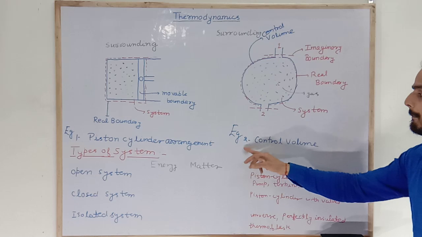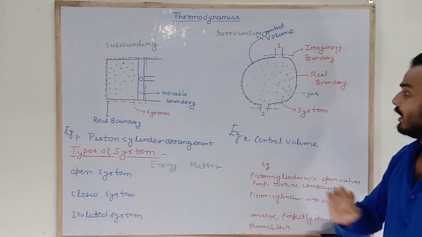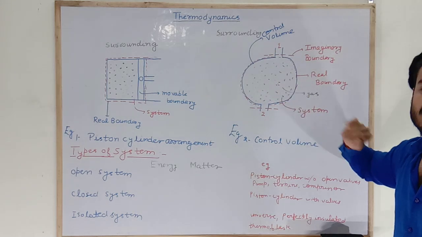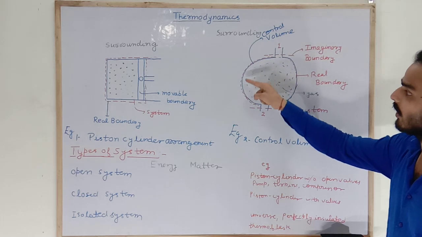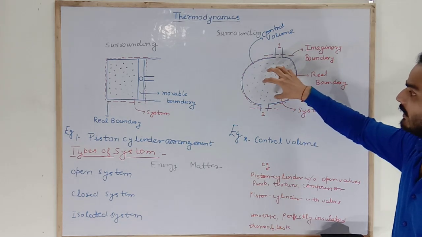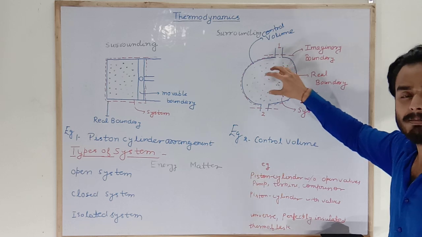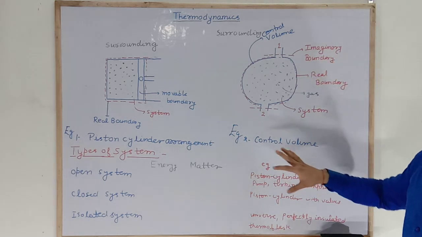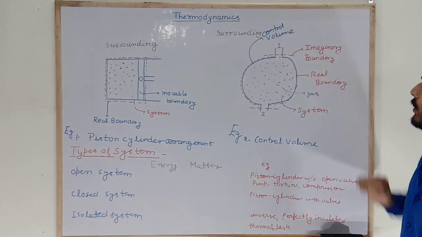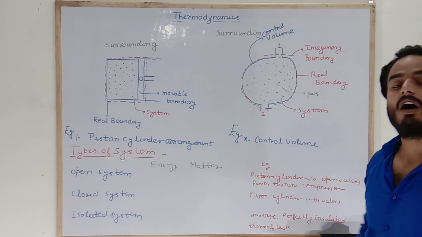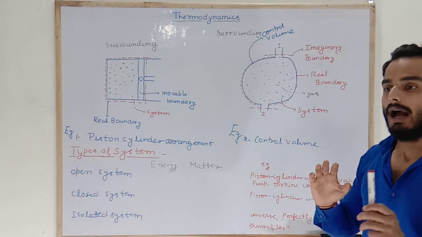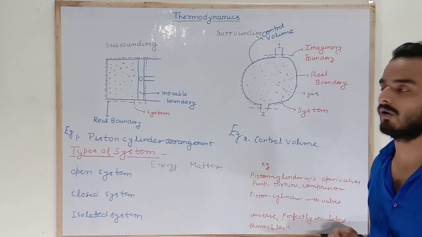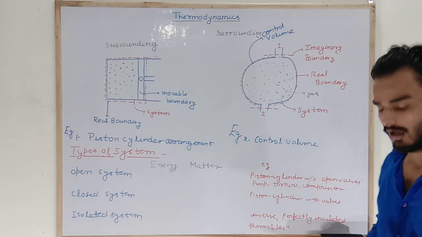In example 2 we have taken a control volume. Here, some gas is filled inside this control volume, and inside the red dotted line is our system. Everything else except the system is your surroundings. This is all about system and surroundings, and the whole is your universe. So universe is equal to system plus surroundings; universe is the combination of system and surroundings.